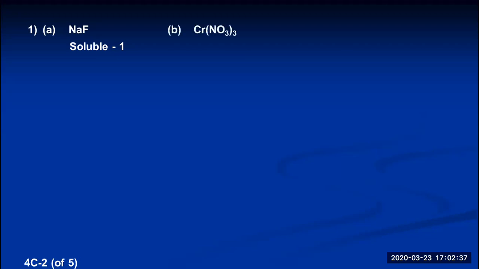B is chromium 3 nitrate. This compound would be soluble in water because of rule number 2. Nitrate and acetate ions never precipitate with cations in solution, so the nitrate ion, if it were in the same solution with a chromium 3 ion, would not precipitate, therefore soluble.